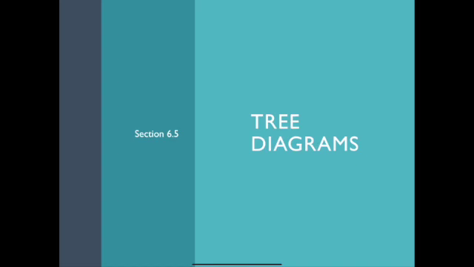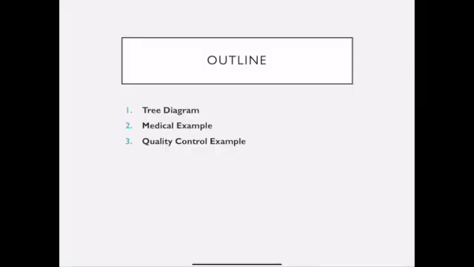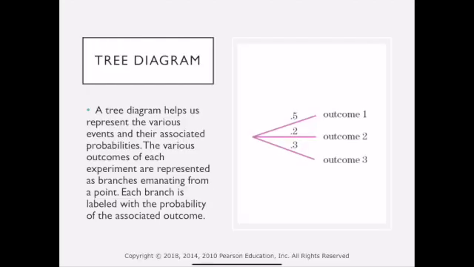The next thing I want to talk about are tree diagrams. Here is an outline of what we're going to cover. A tree diagram helps us represent the various events and their associated probabilities. The various outcomes of each event are represented as branches emanating from a point, and each branch is labeled with the probability of its outcome.